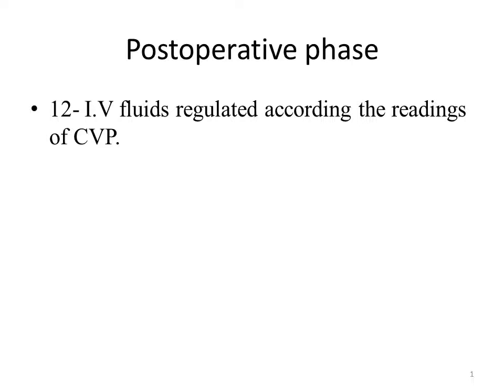Also, we have to assess the fluid status, and we can provide the patient with IV fluid based on the reading of central venous pressure. Central venous pressure reading is used to assess the fluid status. If this reading is low, we can provide the patient with IV fluid. If it is high, it indicates hypervolemia or right ventricular dysfunction.